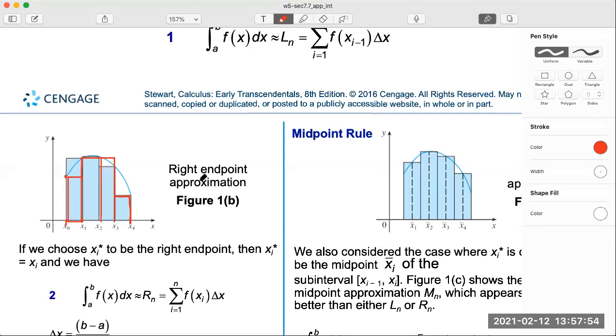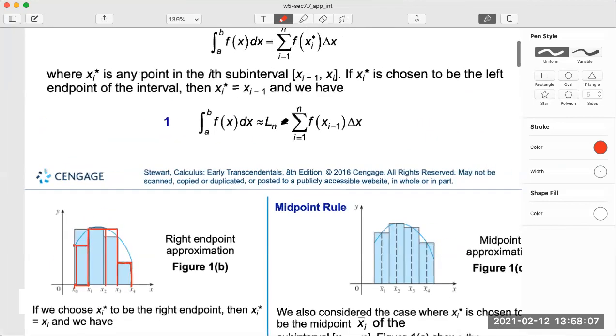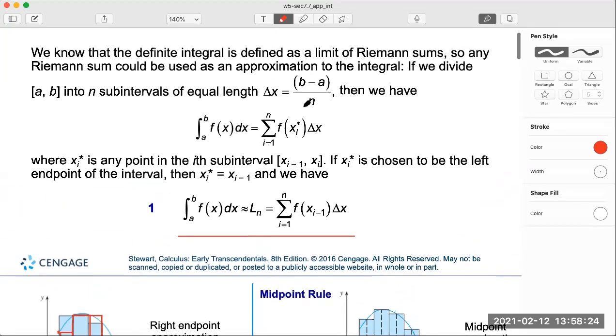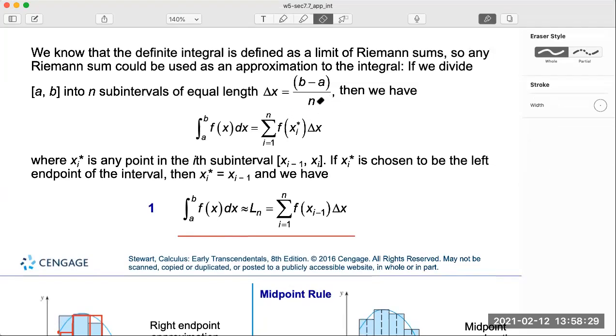When we discretize the intervals smaller and smaller, the sum of these rectangles becomes closer to the area under the true curve. In that case, we call it the left endpoint rule, and this formula expresses it: the sum from i equal to 1 to n of f(x_{i-1}) times delta x, where delta x is (b minus a) divided by n, the number of rectangles.